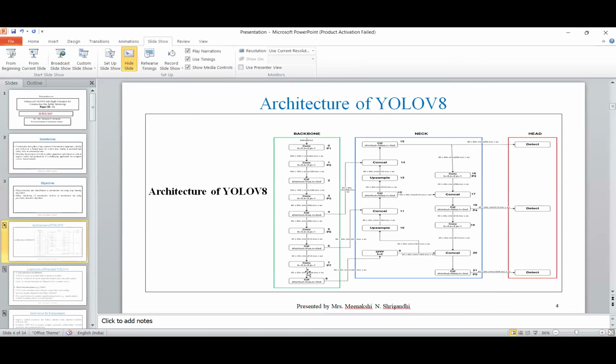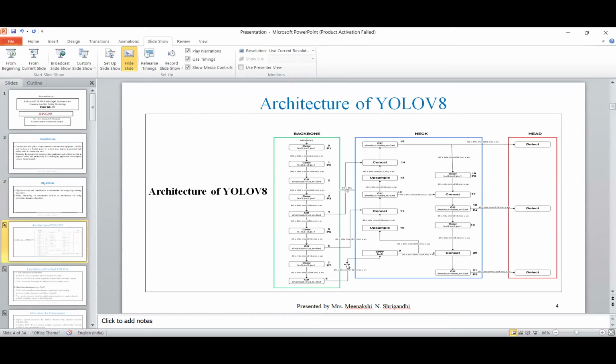So this is the architecture of the standard YOLO V8 model. The standard YOLO V8 model consists of backbone, neck, and head. The backbone is responsible for extracting rich feature representation from the input image using a series of convolution layers, which captures both the low-level and high-level visual features.